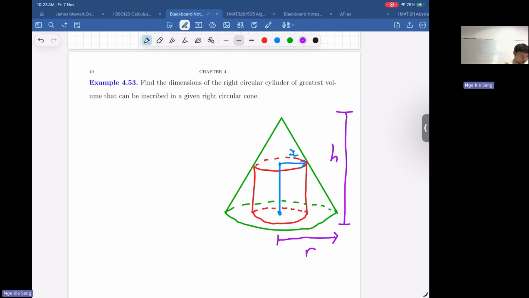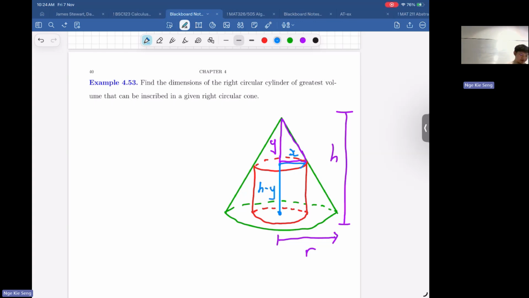So the easiest way to do this maybe perhaps is to observe that there is a triangle outside this cylinder. So let's draw this triangle. Maybe this triangle has a height y, then your cylinder has height h minus y. Okay, so why are we interested in this triangle here?